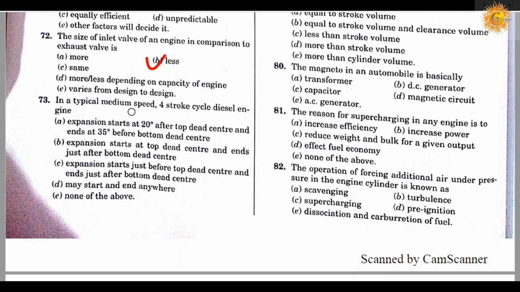Question number 73. In a typical medium speed 4-stroke cycle diesel engine: option A, expansion starts at 12 degrees after top dead center and ends at 35 degrees before bottom dead center; option B, expansion starts at top dead center and ends just after bottom dead center; option C, expansion starts just before top dead center and ends just after bottom dead center; option D, may start and end anywhere; option E, none of the above. So the correct answer for question number 73 is A: expansion starts at 20 degrees after top dead center and ends at 35 before bottom dead center.